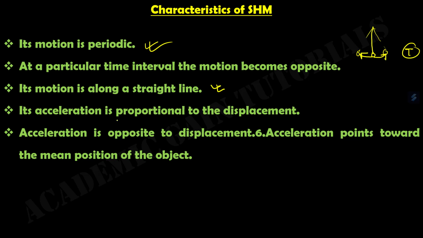Then the fourth one is its acceleration is proportional to the displacement. Then it says that acceleration is opposite to the displacement. Our acceleration is always opposite to the displacement, as we discussed in our earlier slide. And the last one is that acceleration points towards the mean position of the object. So it always tries to come to the mean position of our object.